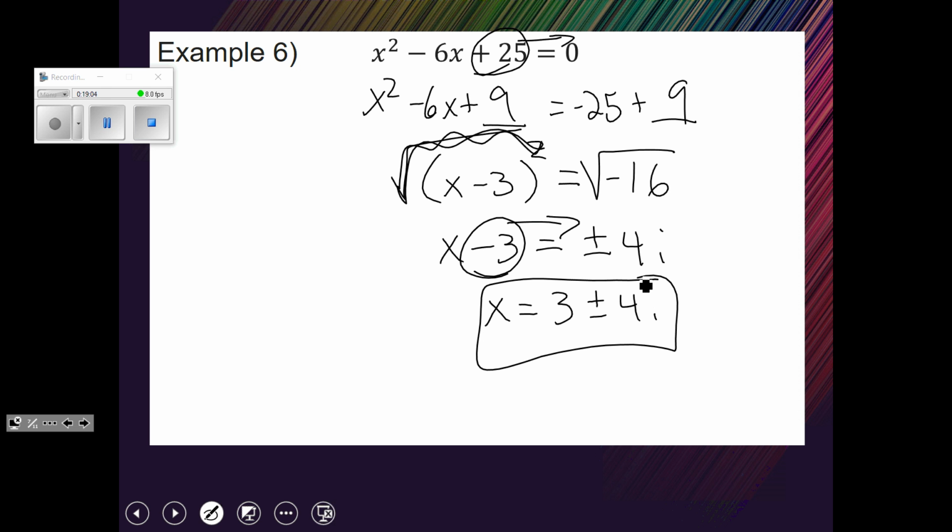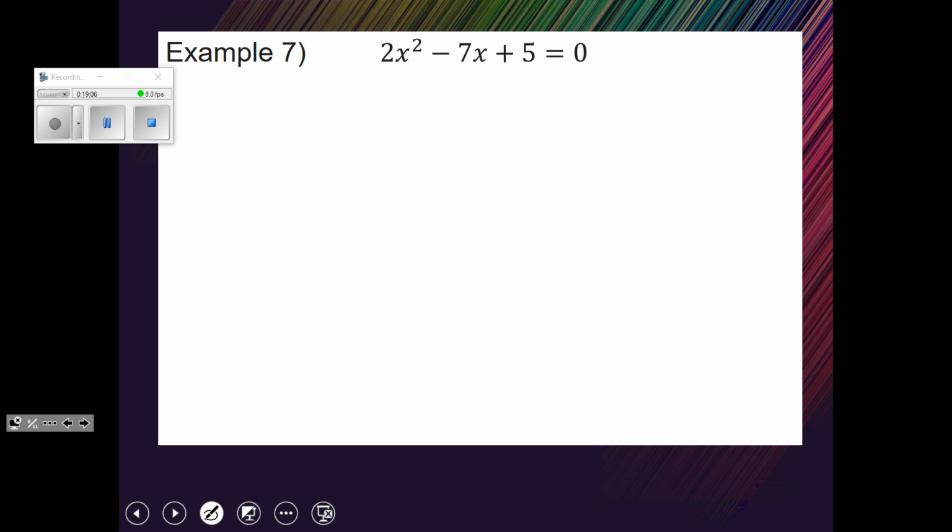Okay? All right, so I'm going to leave you with this one for lunch. I'm going to tell you really quickly what's different about it. It has a coefficient. And I'm going to tell you right now, in order to complete the square, the coefficient has to be one. So how do I get rid of that 2? I'm going to divide everything by 2. And so this is going to become x squared minus 7 halves x plus 5 halves equals 0. You'd have to divide that by 2 too, but 0 divided by 2 is 0.